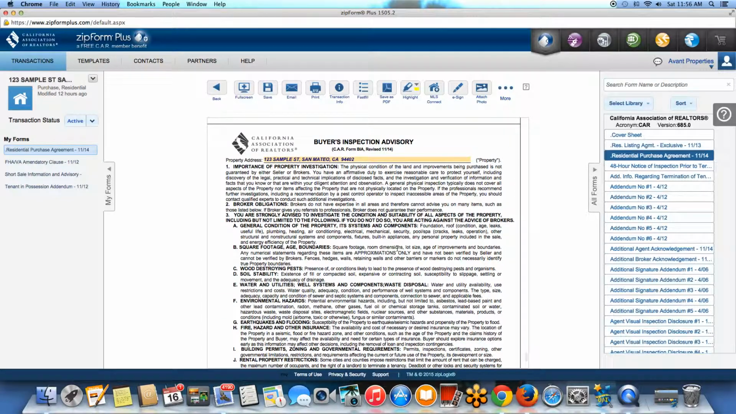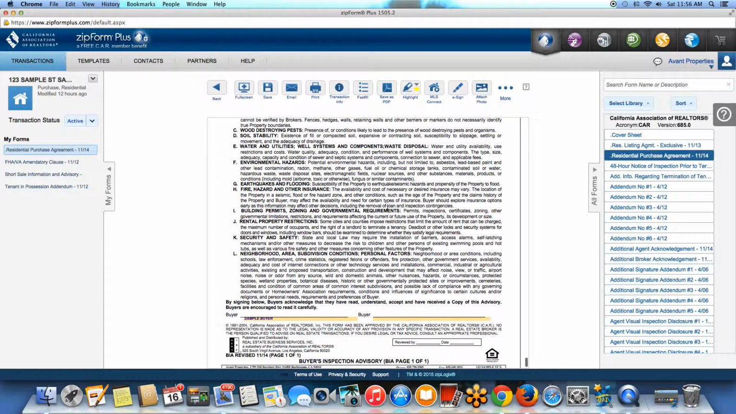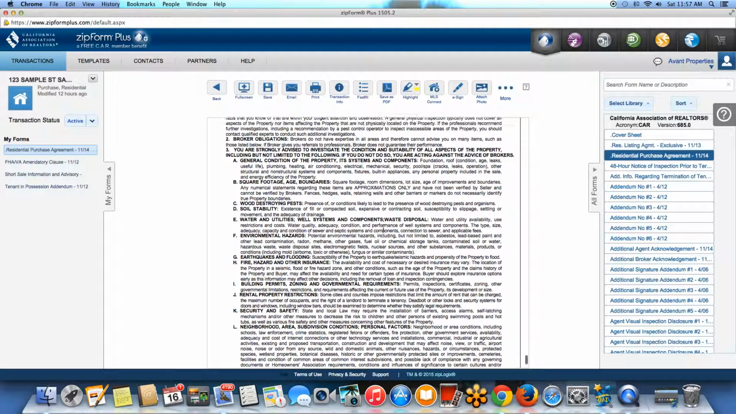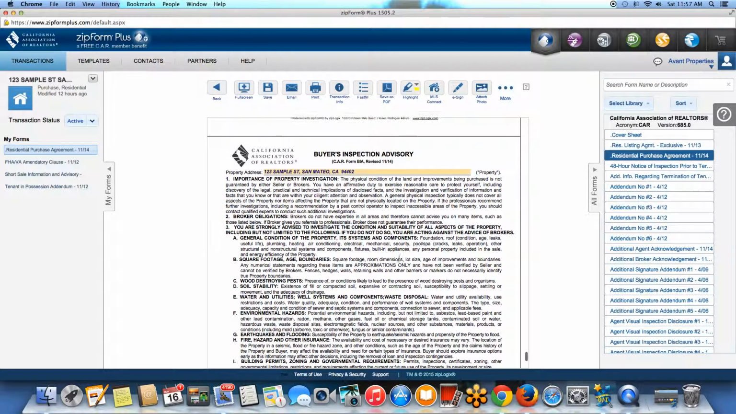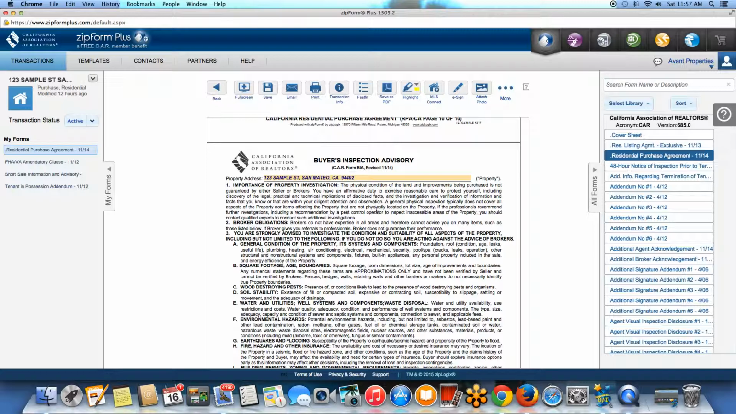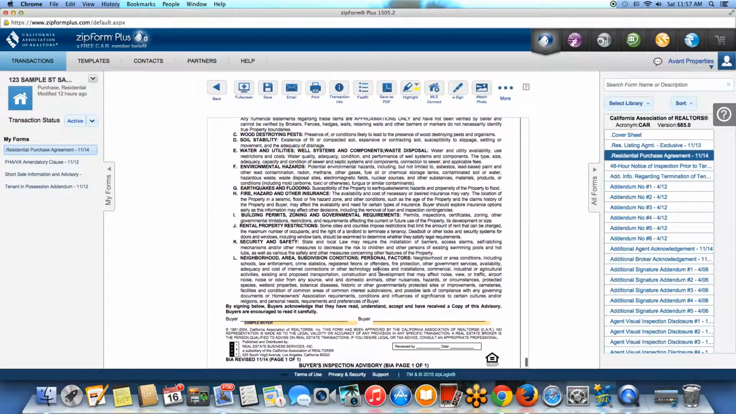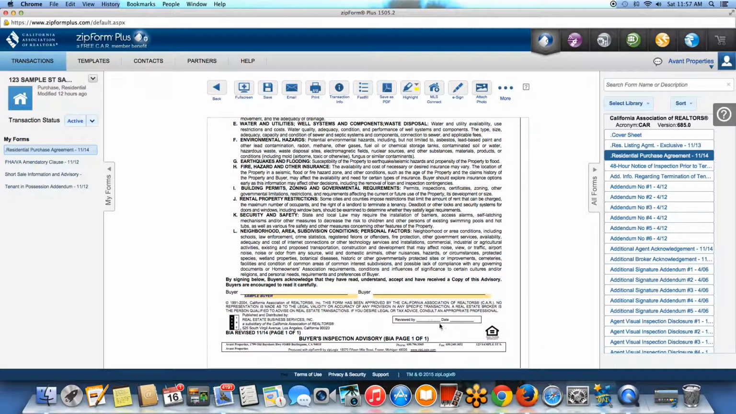And last of all, the buyer's inspection advisory. Now, these are all verbiage and explanations to the buyer, but you as their agent, in order to protect their best interest, would want to recommend that your buyers do an inspection, and this explains what's involved. So just have the buyer sign this, and you're done.